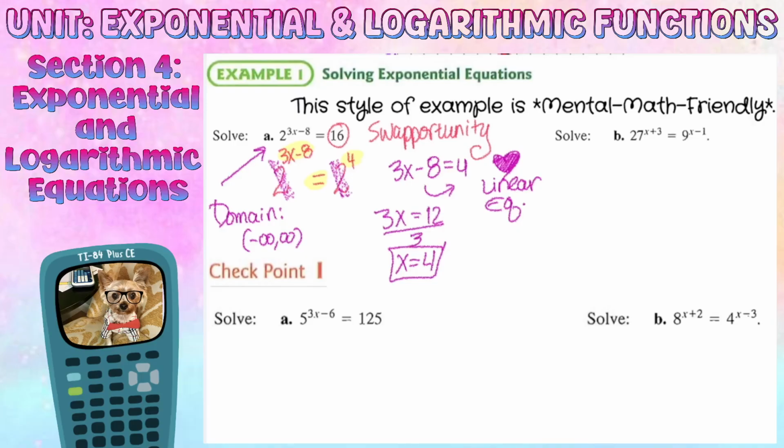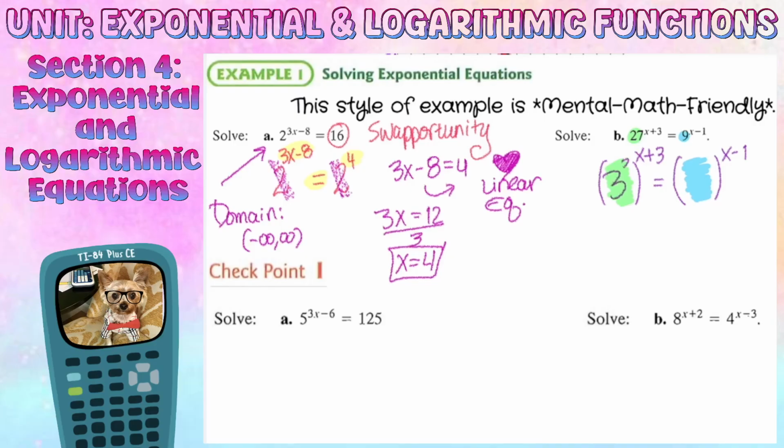Anyhow, next example. Now we have 27 to a power, and we have 9 to a power. Can I write 27 as 9 to a power? No, I cannot. But what can I do? I can write them both as 3 to a power. So 27 to the x plus 3 equals 9 to the x minus 1. I'm going to do my swap-opportunity. I'm going to swap 27 for a smaller number to a power, and swap the 9 for a lower number raised to a power, and I want those numbers to be the same numbers.